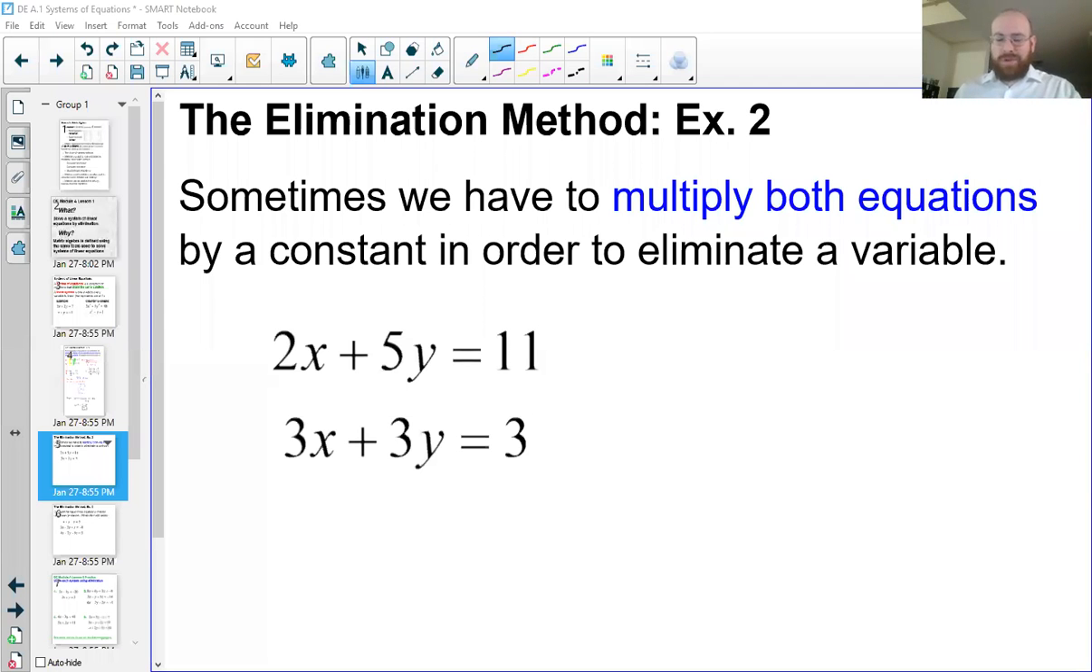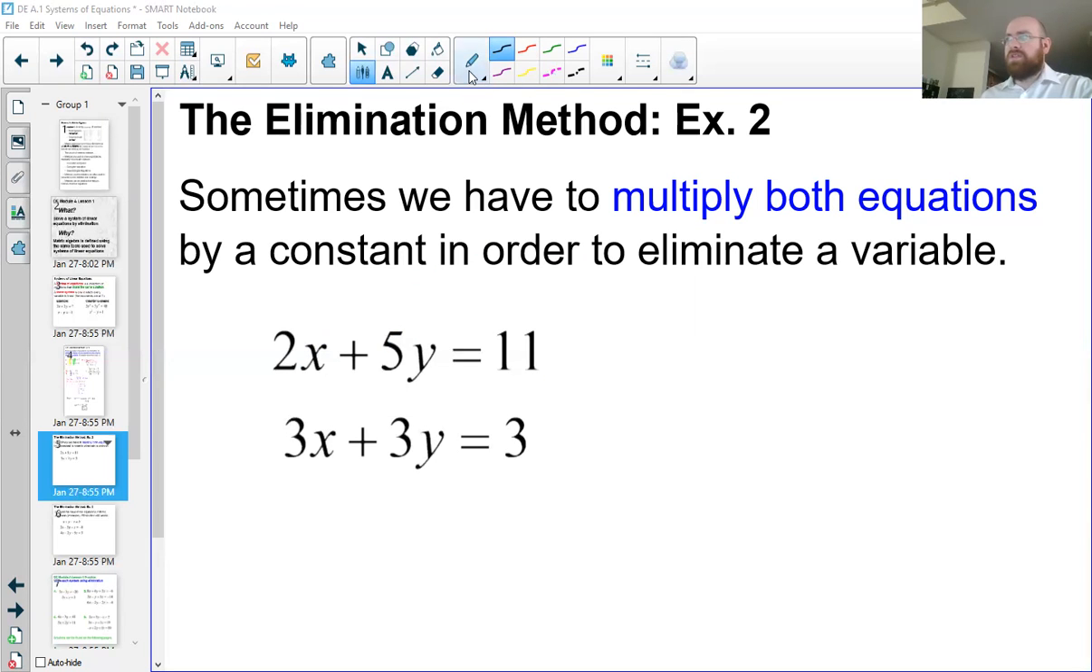In this video, we will do a couple more examples of solving a system of linear equations by elimination. These will be slightly more complicated than the example in the last video. So I hope that you will find them really useful as you learn and develop this skill. So sometimes we have to multiply both equations by a constant in order to eliminate a variable.